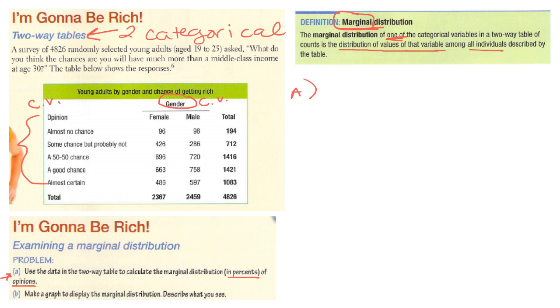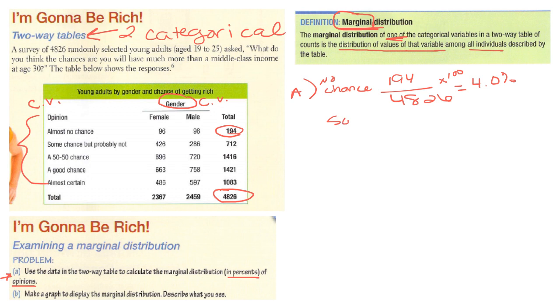So for example, for part A here, let's go with the no chance. I have my total for no chance is 194, and my total for the whole table here is 4,826. So the marginal distribution there for almost no chance, I multiply it by 100, is 4.0%. And I can do that all the way down.